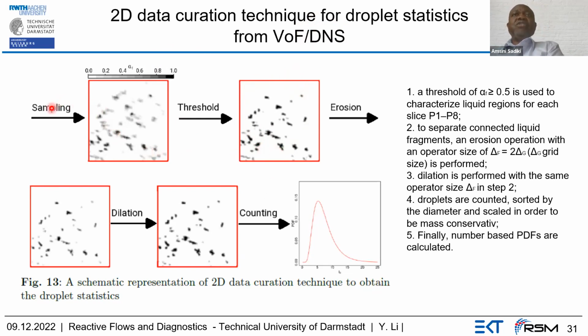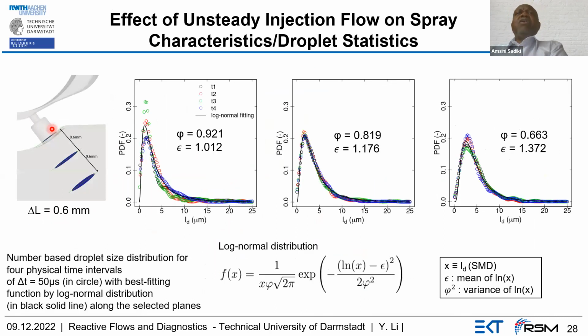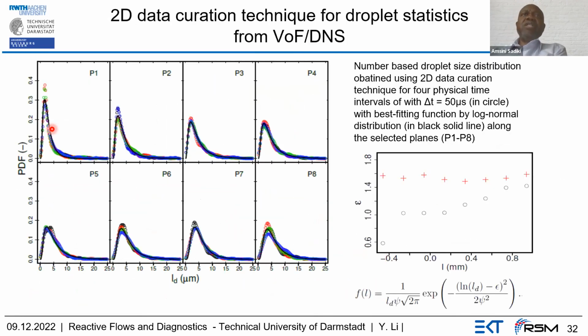We have first the sampling and this threshold, which at this point we set equal to 0.5. Naturally, everything depends on this value, because if this value changes, the distribution will also change. Then we separate them by erosion, we do a deletion, and then we count to obtain this distribution of the droplet size. This is what we obtain for 2D. If we compare it to the 3D, it is almost the same, but the magnitudes are different, and this is normal because one is 2D and the other is 3D.